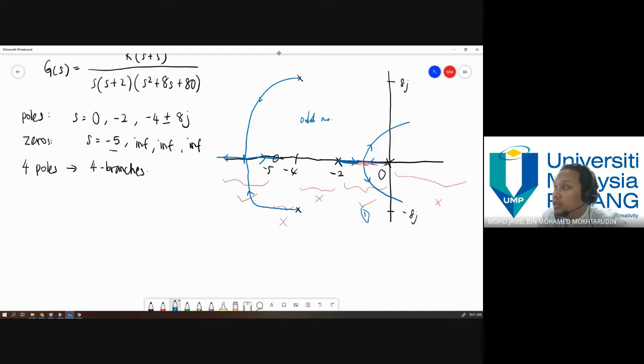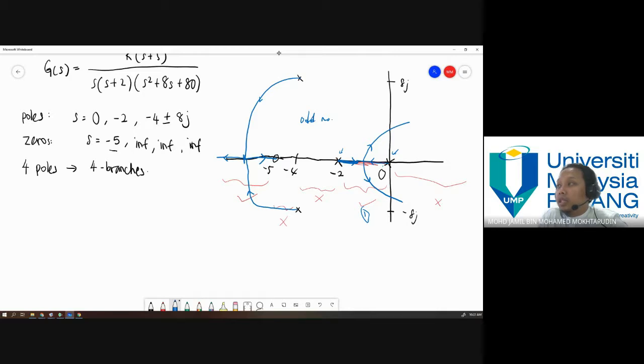And then this section, from -2 to -4, before -2 and -4, we have two poles. One here and one here. So 2 poles, it's not an odd number, it's an even number. Meaning that kat kawasan ni, there will be no root locus.